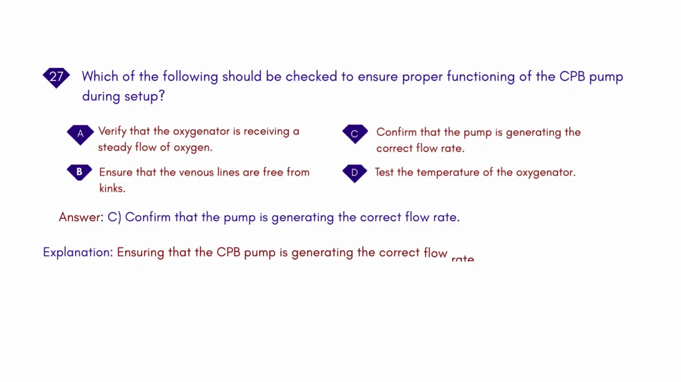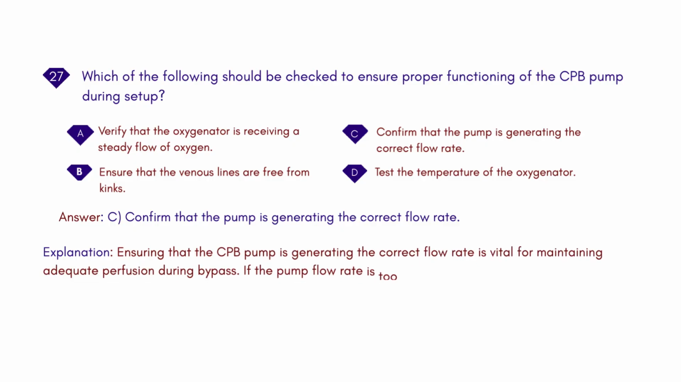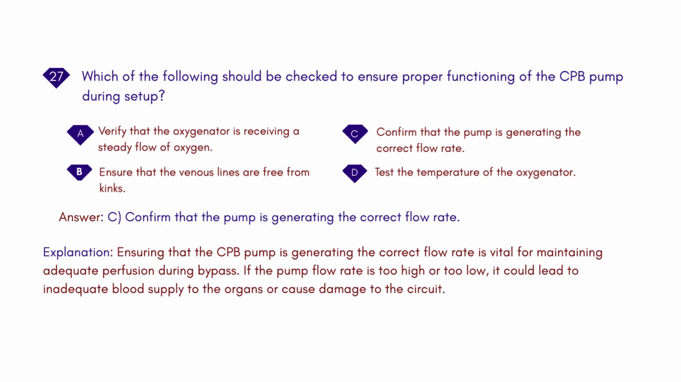Explanation: Ensuring that the CPB pump is generating the correct flow rate is vital for maintaining adequate perfusion during bypass. If the pump flow rate is too high or too low, it could lead to inadequate blood supply to the organs or cause damage to the circuit.